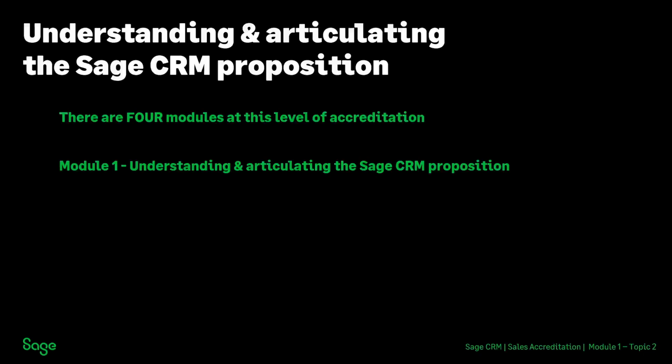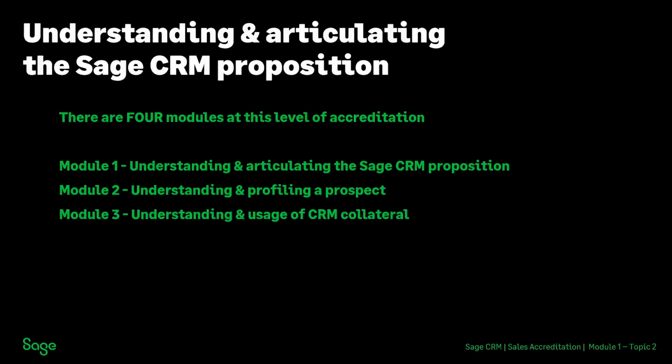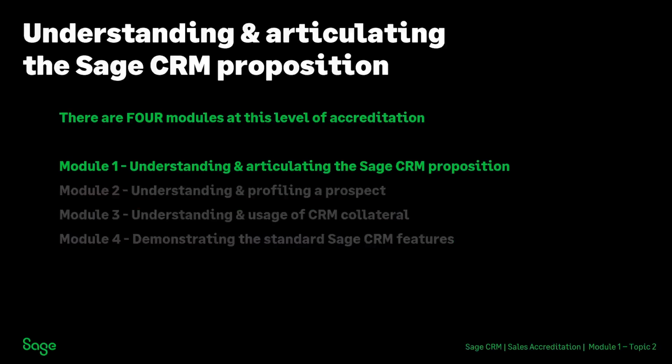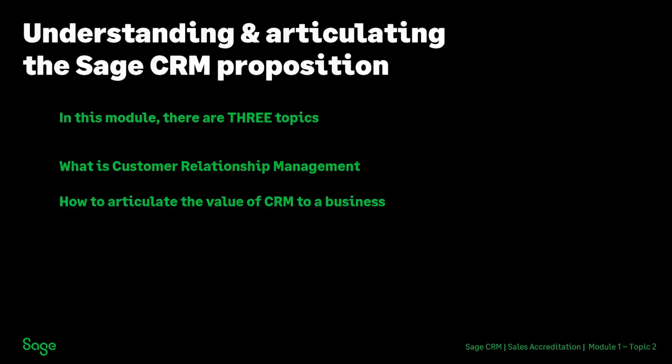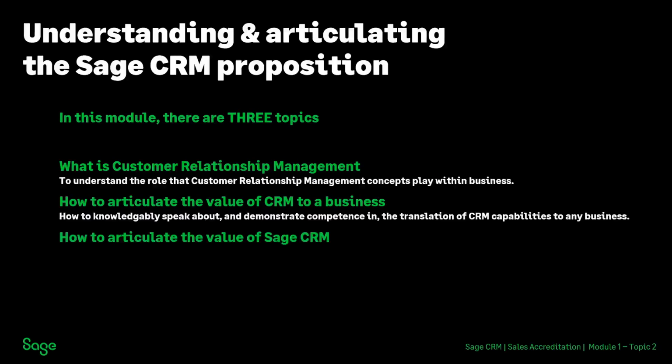There are 4 modules at this level: understanding and articulating the Sage CRM proposition, understanding and profiling a prospect, demonstrating and usage of the Sage CRM collateral, and demonstrating the standard Sage CRM features. For the first module, these are the topics that we will be covering. Each topic contains information to help build competence and confidence for people within marketing, sales, and implementation roles.